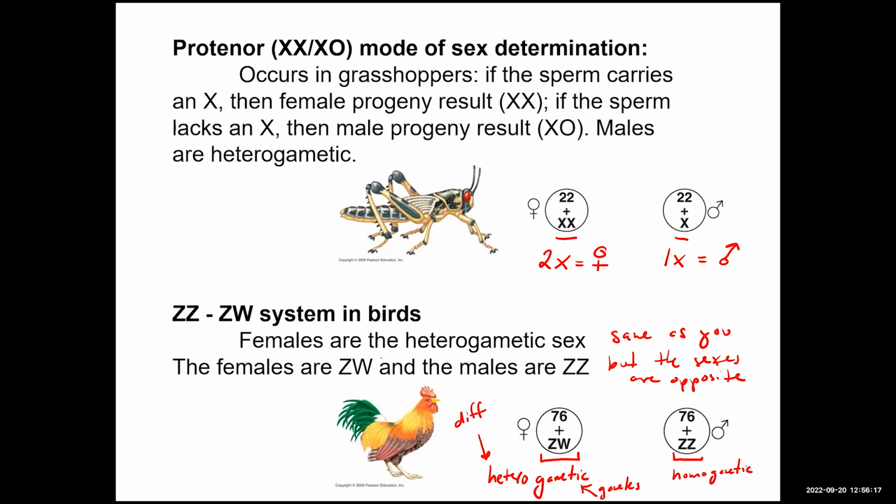So if you see Z's and W's on a problem in your book or a problem that you might encounter in your practice or exams, you are always going to be referring to birds. And they work this way.